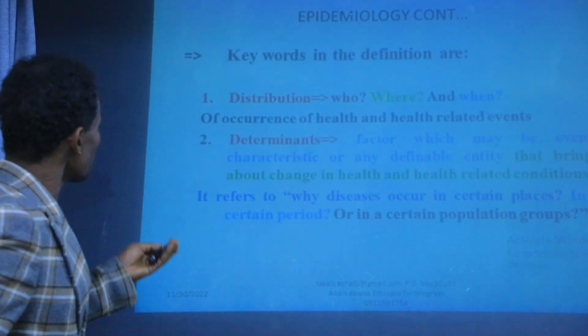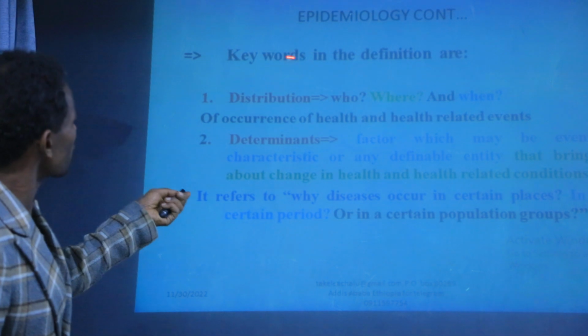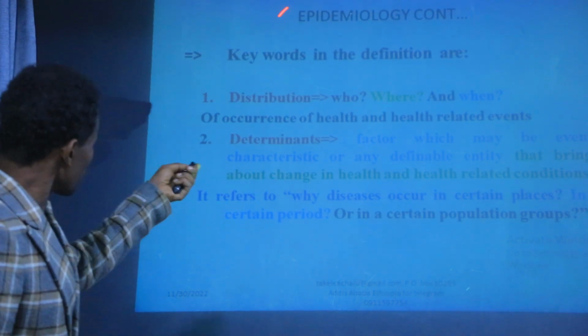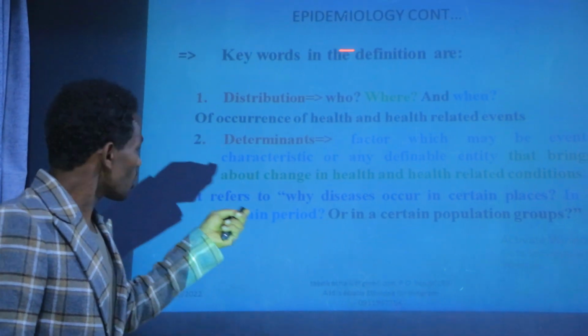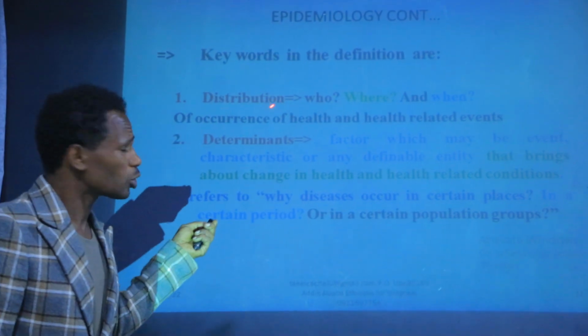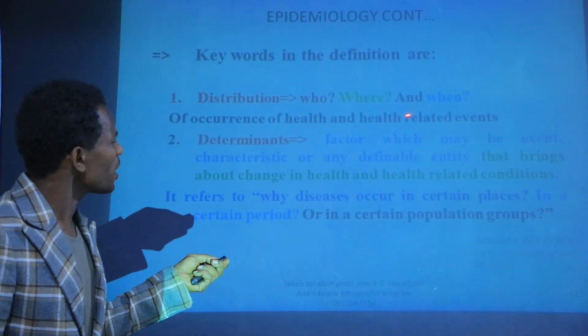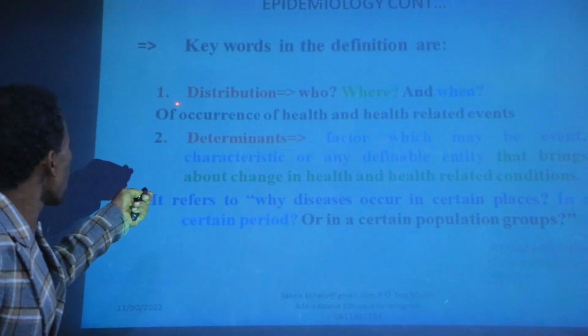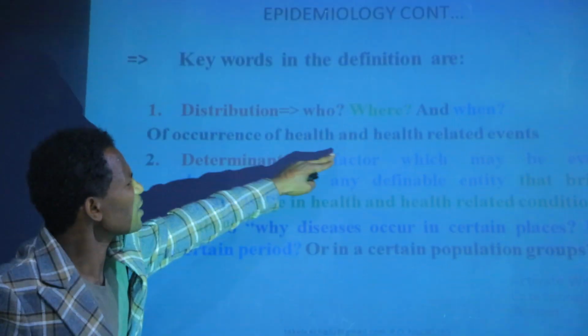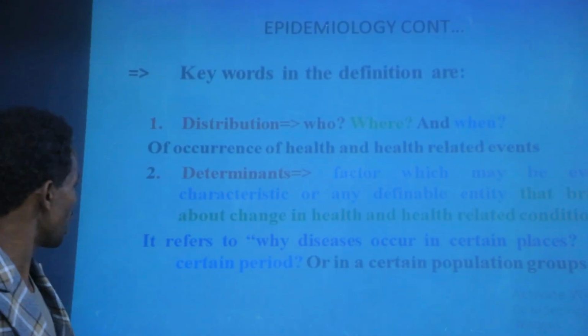The next one is the distribution. Here the keywords in the definition are the same as for frequency. Distribution means who, where, and when of the occurrence of health-related events.